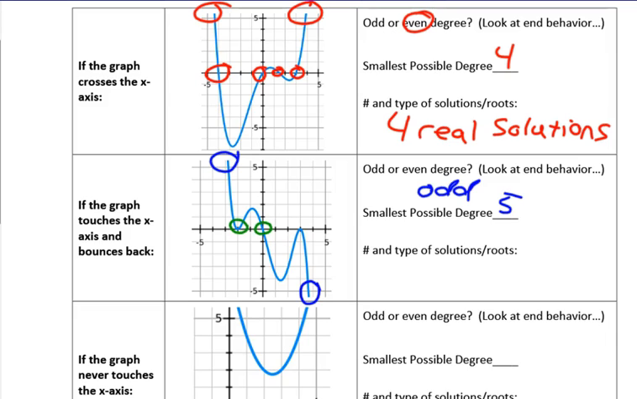2, 3. Okay, here's where it does get tricky. Does anybody remember what this is called when it bumps up against the axis like that? This is called a double root, so this counts for 2. So you have 5. So how many real do you have? You have 5 real.